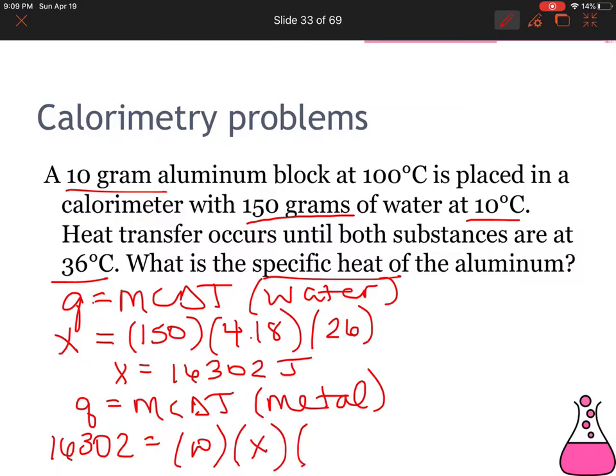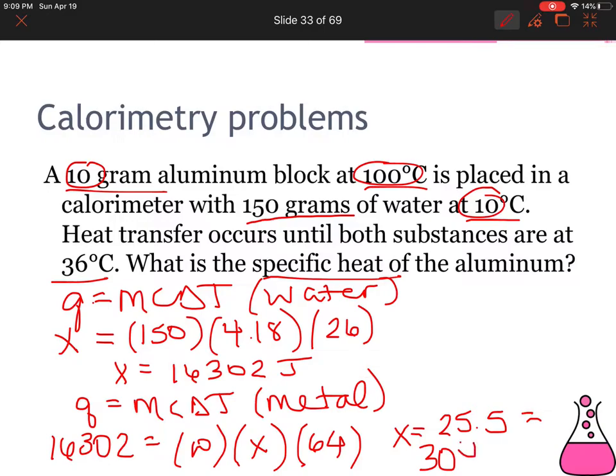And my change in temperature went from 100 degrees Celsius to 36 degrees Celsius, so that's a change of 64 degrees Celsius. So again, I can solve for my X here. This would come out to, I think, 25.5. Then I look at my sig figs. 10 and 100, and 10 again, all only have one sig fig, so I want one sig fig in my answer, which means this would give me 30 joules per gram degrees Celsius.